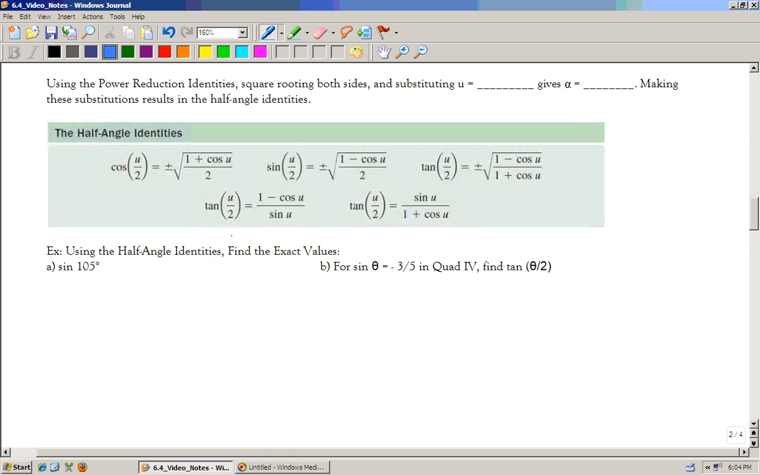Okay, we're on section 6.4, part B with the half angle identities. By using the power reduction identities, if we square root both sides and then substitute u as 2 alpha, and then solve this for alpha, u would be over 2. So we can make these substitutions and get a result of the half angle identities. We have one of them for cosine of half angle, one of them for sine of half angle, and then we have 3 of them that could be used for tangent.